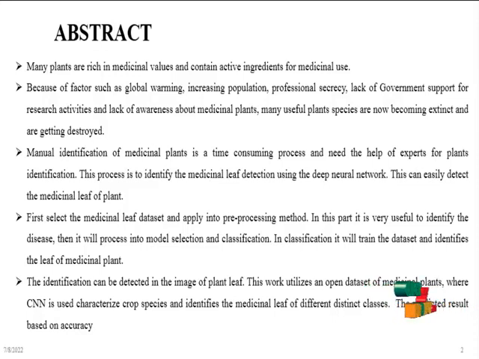This project identifies medicinal leaves using a deep learning network, which can easily detect the medicinal leaf of a plant. First, select the medicinal leaf dataset and apply it to the pre-processing method. Then it will proceed to model selection and classification. In classification, it will train on the dataset and identify the leaves of the medicinal plant. The identification can be done from the image of the plant leaf.